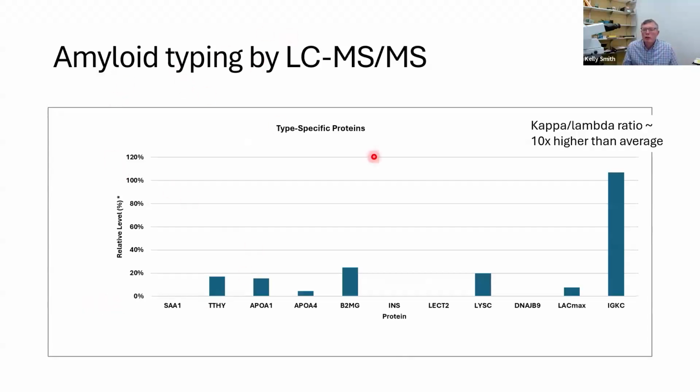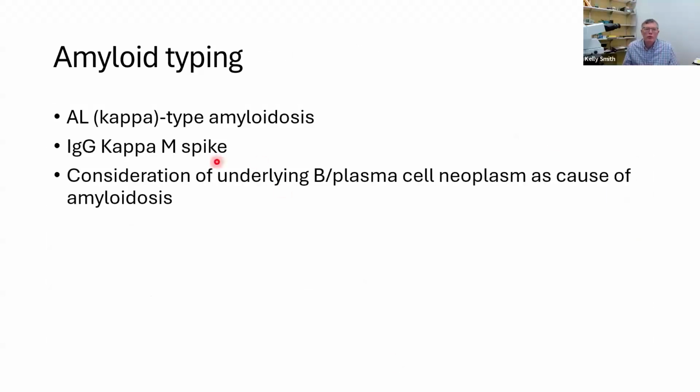And then if we look at the amyloidogenic proteins that are present, we have a whole series of them, and we see that the dominant one is kappa light chain. And not only is it dominant, but there's about a 10-fold increase in kappa light chain relative to lambda light chain. So this is really pointing us towards a kappa light chain amyloidosis. So a primary amyloidosis, AL kappa type, it correlates with the patient's IgM kappa spike.